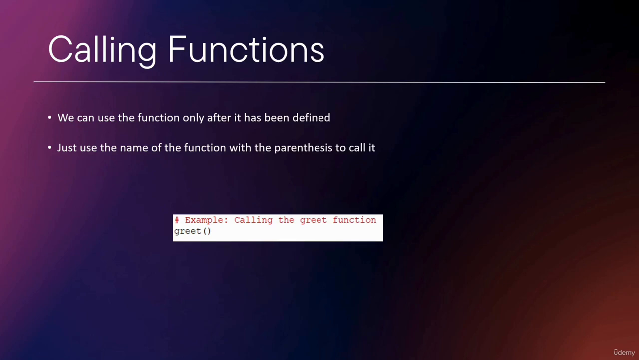So, okay, now what do I do? So then we use the function. We use the function only after it has been defined. Now that makes logical sense. If something is not defined, how can I use it? So we can only use the function after it has already been defined in Python.